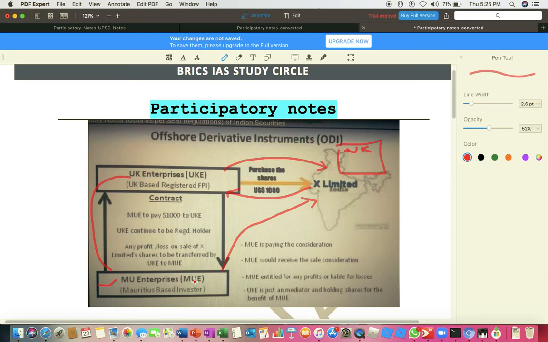Since it is not happening in India, since it is happening outside the country, with the investor being outside the country, because MU Enterprise is in Mauritius, it is called an offshore derivative instrument. Clear? Just rehear it once again and look at this chart, you will understand. If you don't understand this chart, it's quite difficult for you to follow these points.